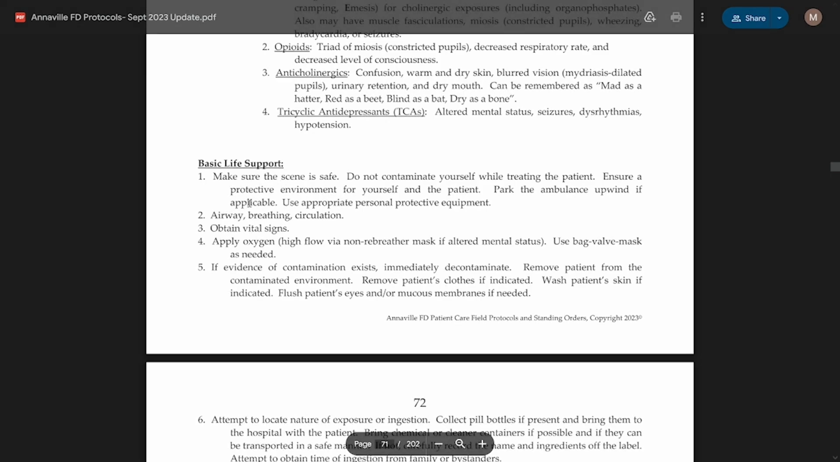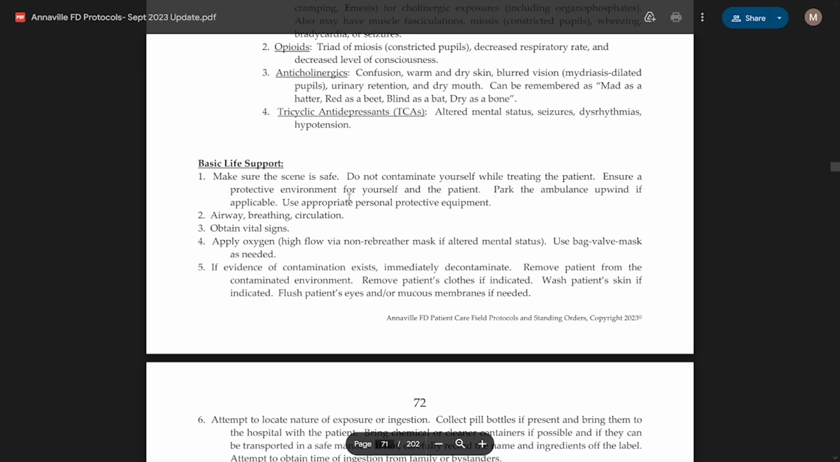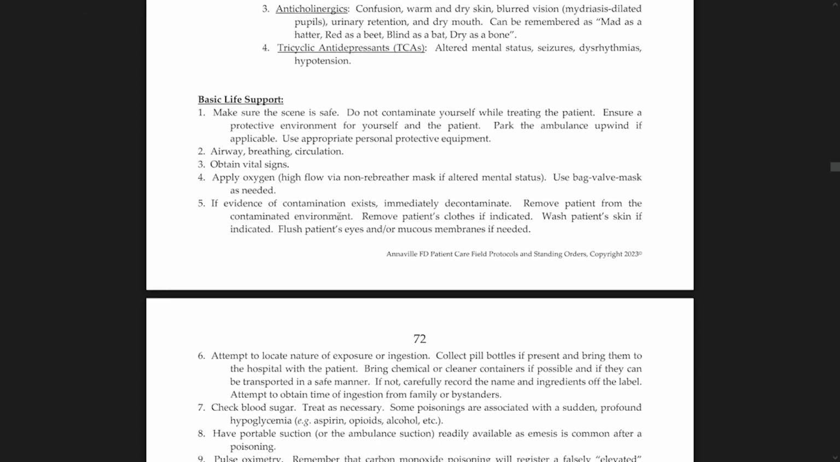For basic life support, we want to make sure the scene is safe. Do not contaminate yourself while treating the patient. Ensure a protective environment for yourself and the patient. Park the ambulance upwind if applicable, and use appropriate PPE. Check their ABCs, obtain vital signs, and apply oxygen via a non-rebreather mask if they have an altered mental status, or use a BVM if needed.